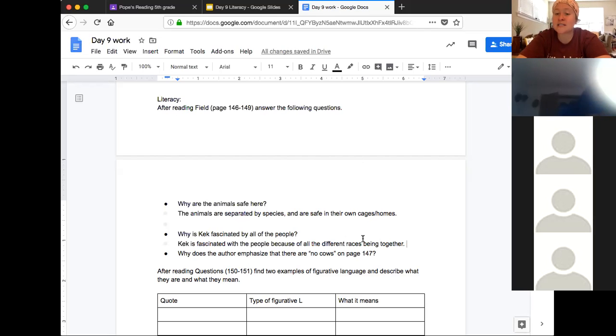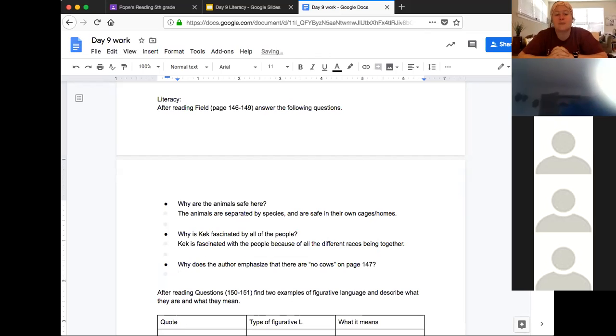He's fascinated with all the people because of all the different races being together. So he's never seen mixed races before because where he's from, everyone looks like him. And in his home with his aunt and his cousin, everyone looks like him. So he's never seen people mix together and be able to walk arm in arm and have friends. He's so mesmerized by all the different sights of people, he's not even paying attention to the animals.